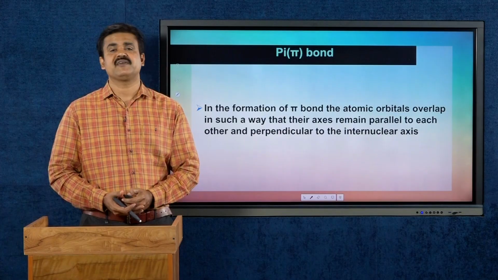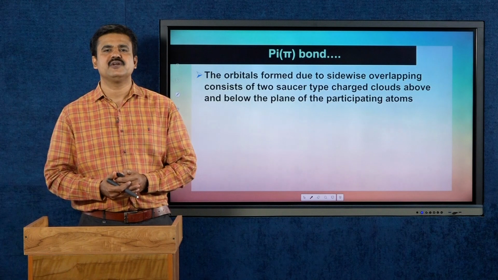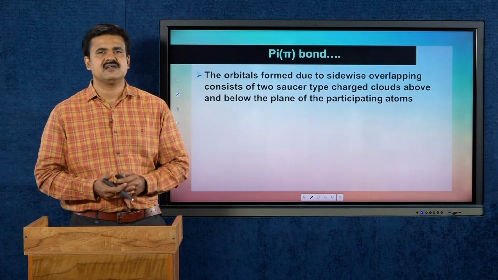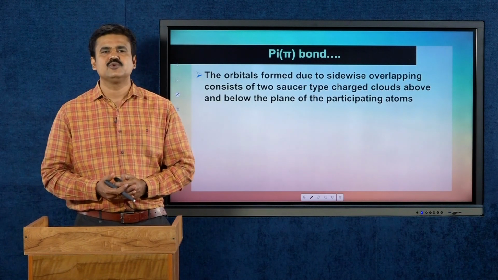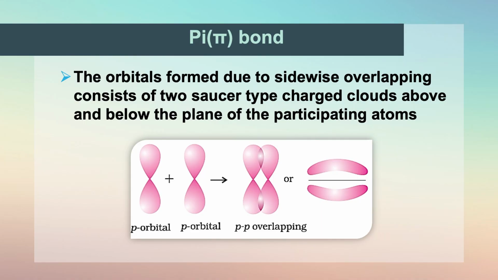In the formation of a pi bond, the atomic orbitals overlap in such a way that their overlapping axes remain parallel to each other and perpendicular to the internuclear axis. The orbitals formed due to sidewise overlapping consist of two saucer-type charged clouds above and below the plane of the participating atoms. This is a picture that clearly depicts the lateral or sidewise overlap.